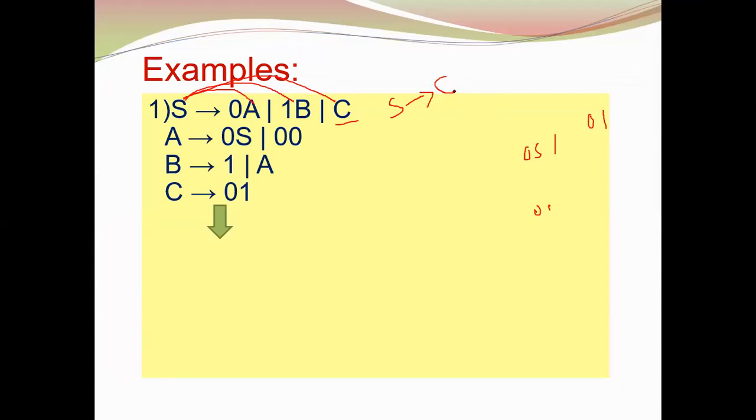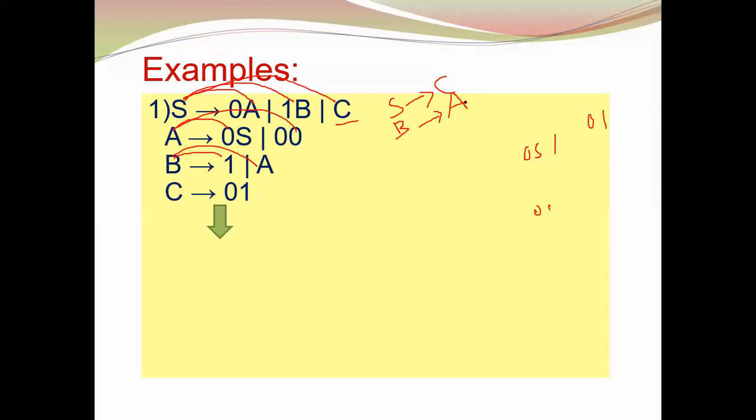Can all of you follow? And is there any other unit production? A tends to 0S, A tends to 0, B tends to 1, and B tends to A. This is another unit production, B tends to A. If any non-terminal derives another non-terminal, then it is said to be a unit production.